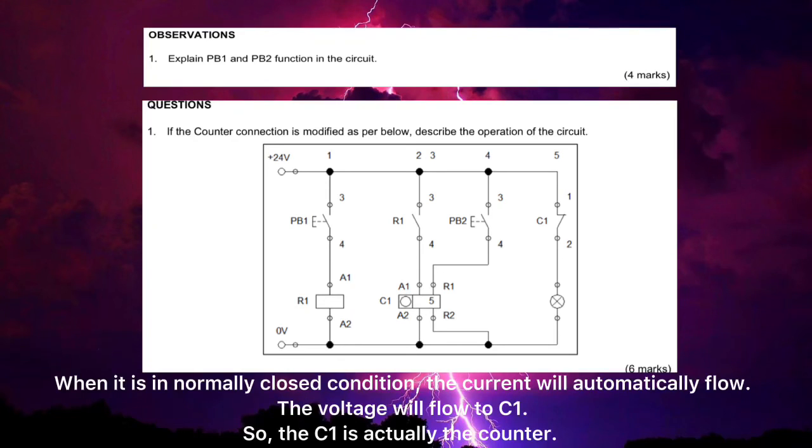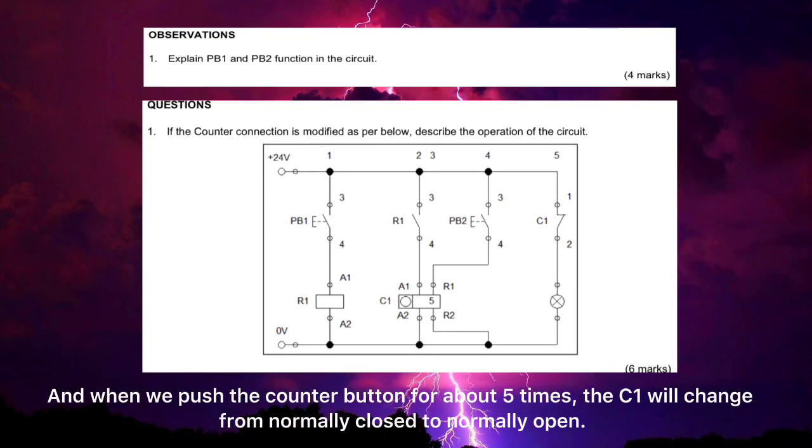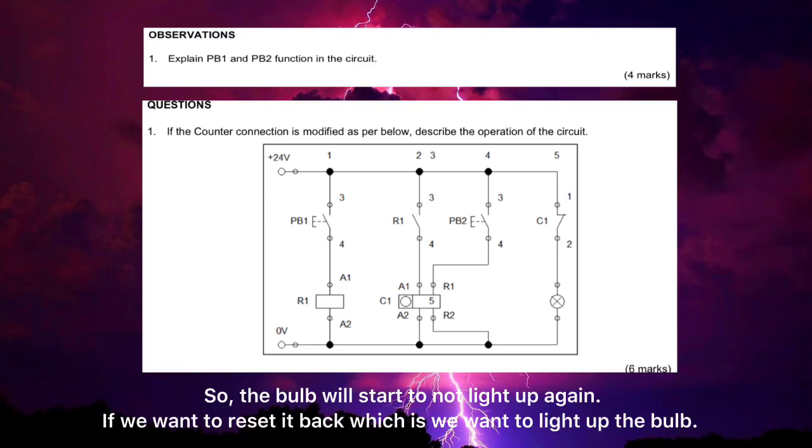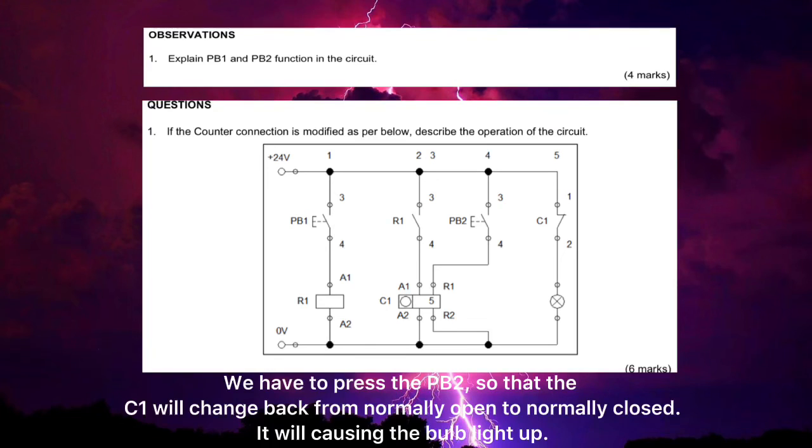When it is in the normally closed condition, the current will automatically flow. The voltage will flow to C1. So C1 is actually the counter. And when we push the counter button about 5 times, C1 will change from normally closed to normally open. So the bulb will not light up anymore. If we want to reset it, which is to light up the bulb again, we have to press PB2 so that C1 will change back from normally open to normally closed. It will cause the bulb to light up.